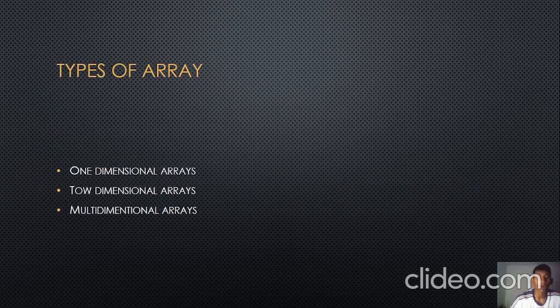Types of arrays: one-dimensional array, two-dimensional array, and multi-dimensional array. There are three types of arrays. First, we'll talk about the one-dimensional array. In this video, we are going to briefly understand the one-dimensional array.